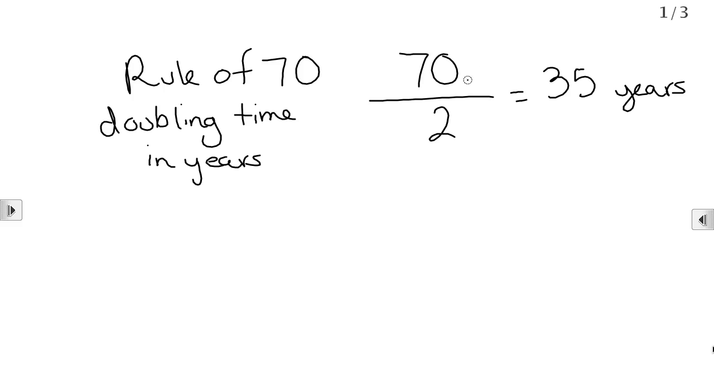So if you just take 70, that's the rule of 70. You divide it by the growth rate. In this case, if the growth rate was 2%, you do not move the decimal. This is the only time where you have a percentage and you don't move the decimal. You just go 70 divided by 2, 35 years. If the growth rate was 1, 70 divided by 1, it's going to double every 70 years. If it was 3.5, then 70 divided by 3.5 would be 20 years. So you just take 70 and divide it by the growth rate. And that is all the math, I promise.